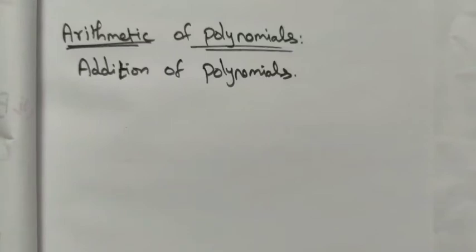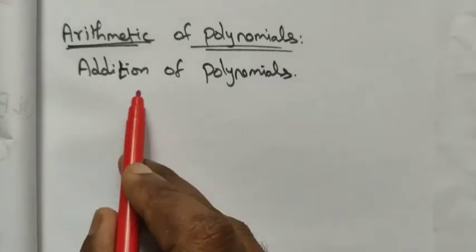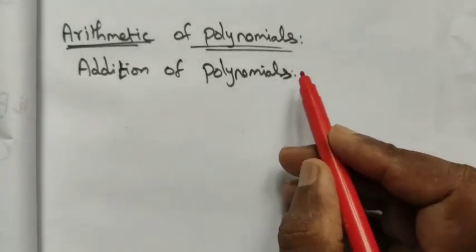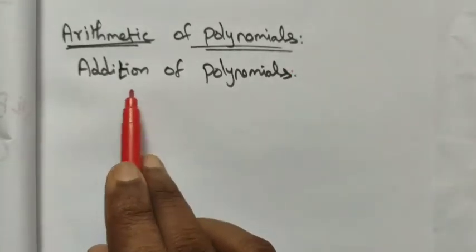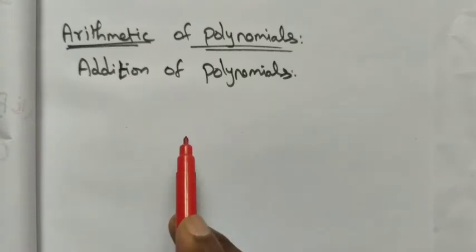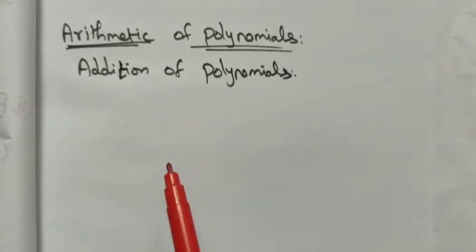Of polynomials, here arithmetic operations, we have 4 operations: addition, subtraction, multiplication and division. Here we are going to see about addition, subtraction and multiplication. First, addition of the polynomial. If you want to add the polynomials, first of all the polynomials must be like terms.